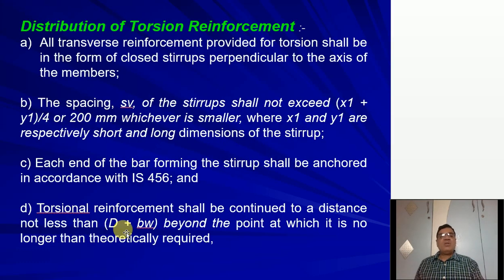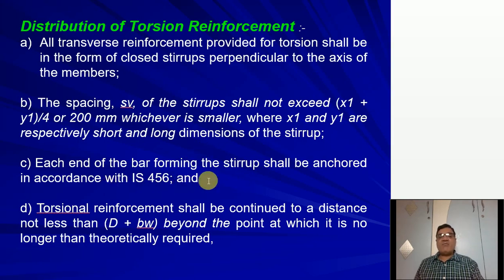Well, now after getting the areas, what about distribution of the torsion reinforcement? All transverse reinforcement provided for torsion shall be in the form of closed stirrups perpendicular to the axis of the member. That means you simply have to provide stirrups only. The spacing of the stirrups shall not exceed x1 plus y1 divided by 4, or 200 mm, whichever is smaller, where x1 and y1 are respectively the short and long dimensions of the stirrups. That means the width and depth of the stirrups.